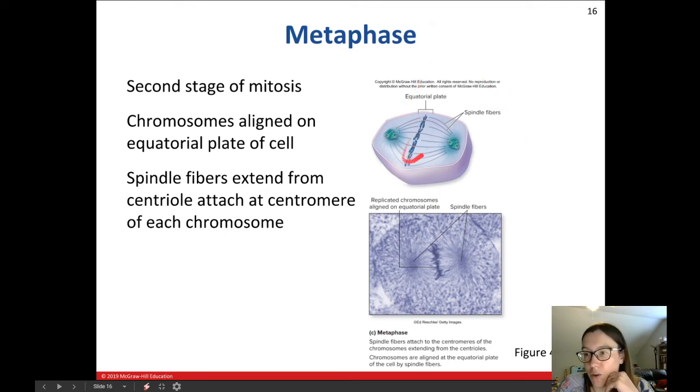Each of these replicated chromosomes is going to be attached. So one half of the centromere is going to be attached to one centrosome. The other half is going to be attached to the other centrosome by these spindle fibers. And all of these spindle fibers together, we're going to call the mitotic spindle, and they're made of microtubules. So whenever you see all of these chromosomes lined up right in the middle, think metaphase, right? That's the equatorial plate or the metaphase plate.